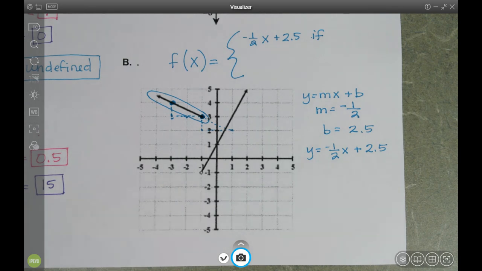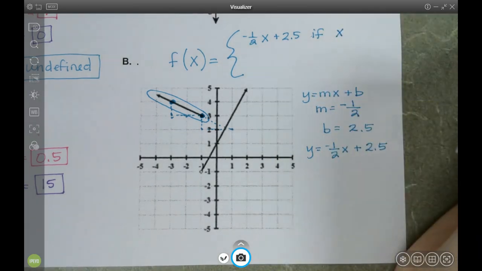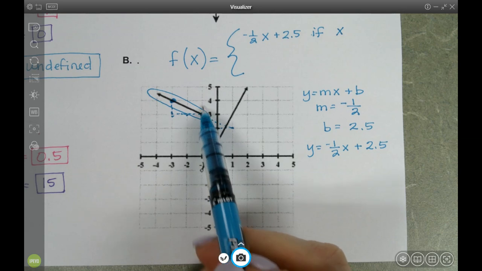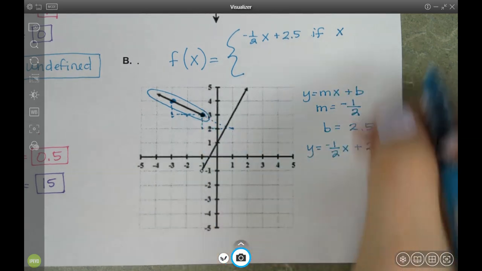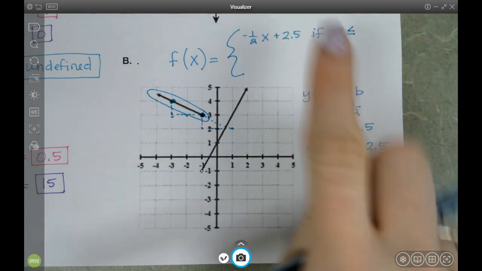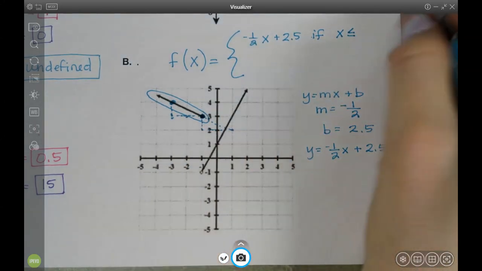What's going to be my domain on this one? Is it going to be greater than or less than? Less than or equal to, because it's a closed circle. My x value, which is -1.